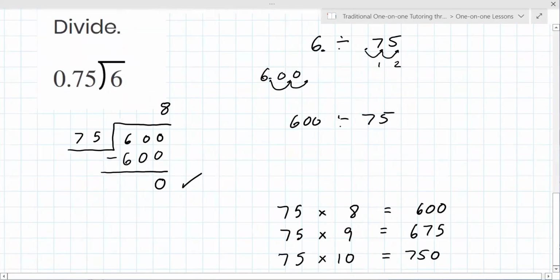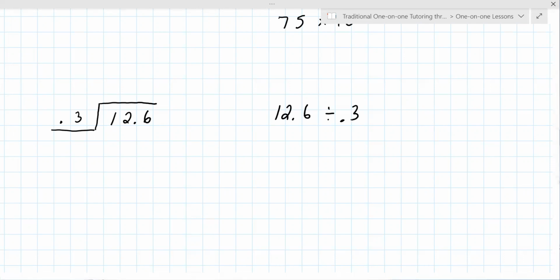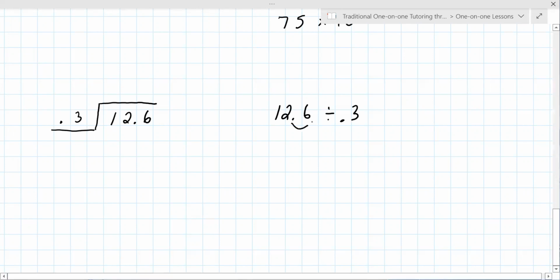So let me make up another problem here before we move on to something else. Let's go 0.3 into 12.6. So this is the same as saying 12.6 divided by 0.3. Just like we did in the first problem, you have to move the decimal place to the right for both. You have to do it the same in both. This is really 126 divided by 3.